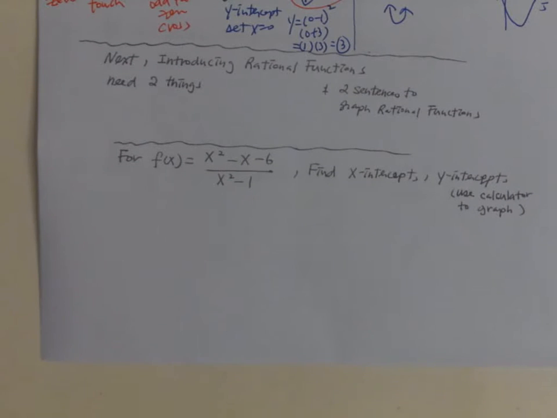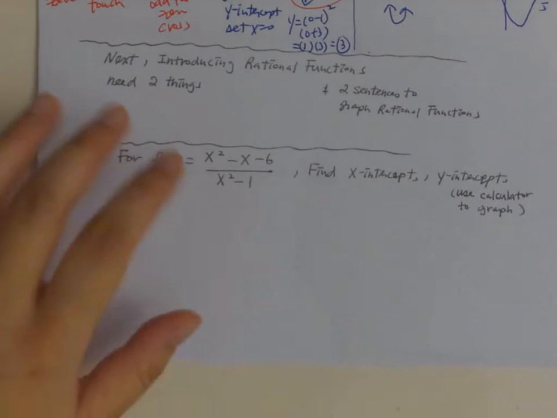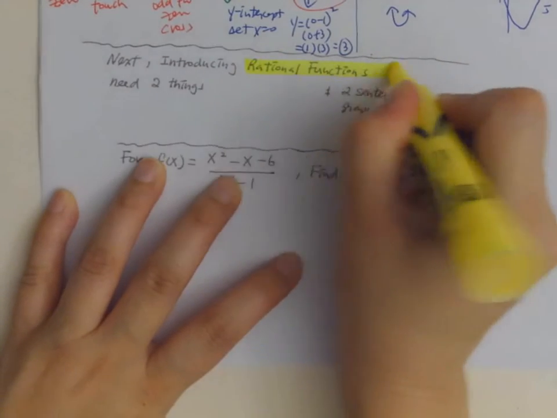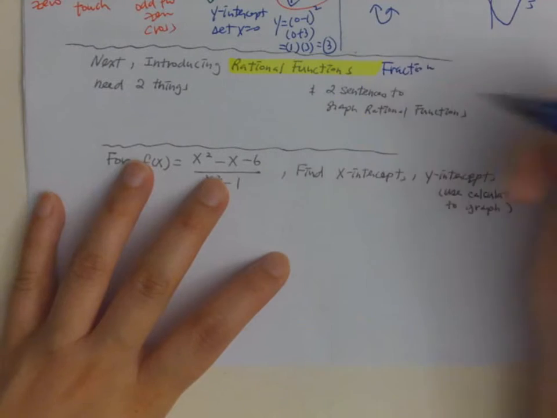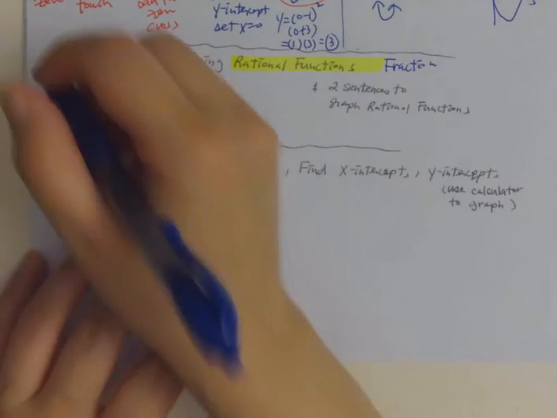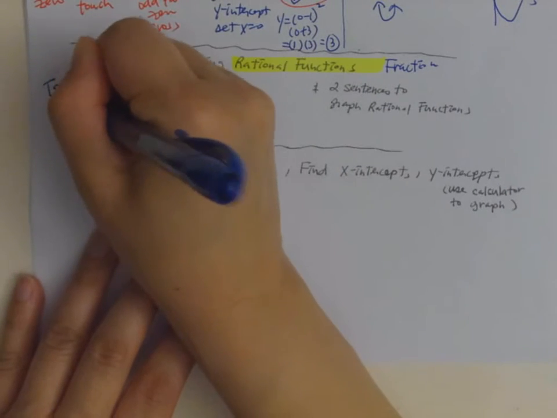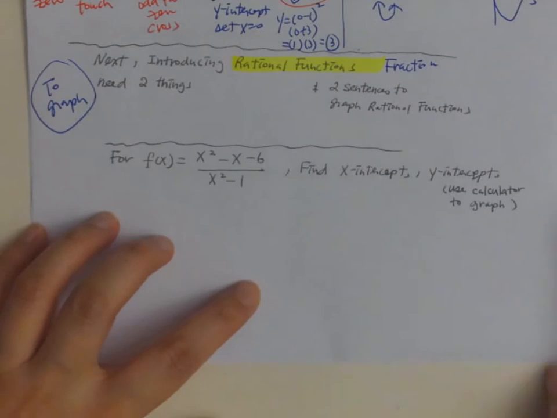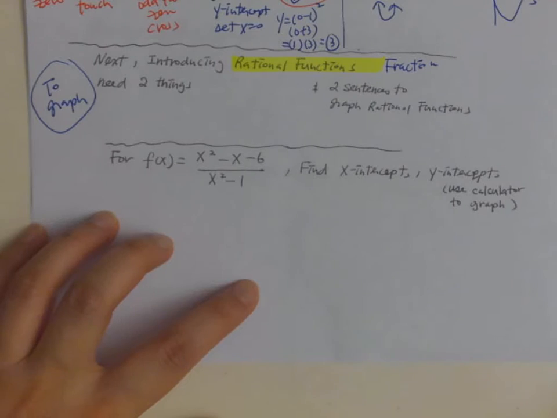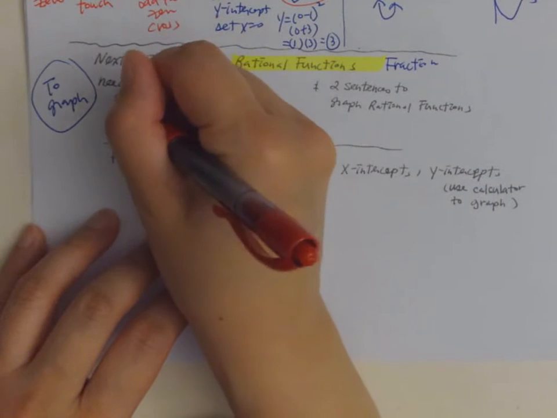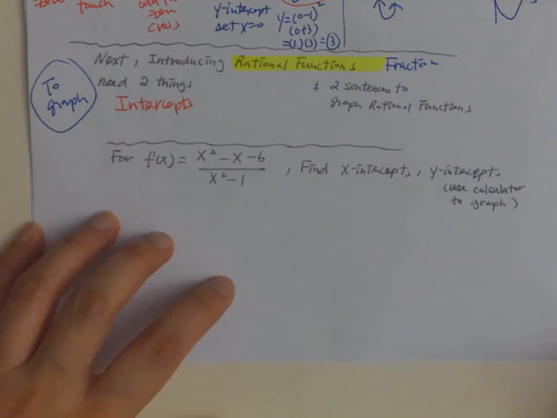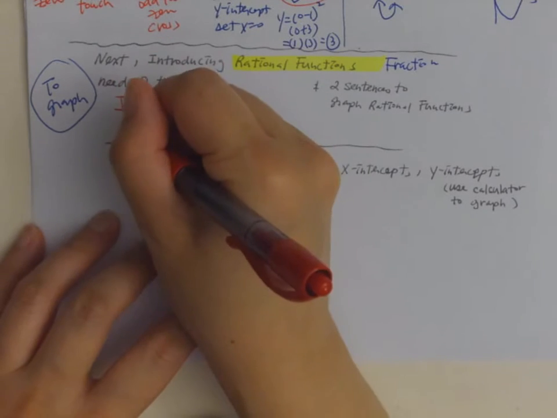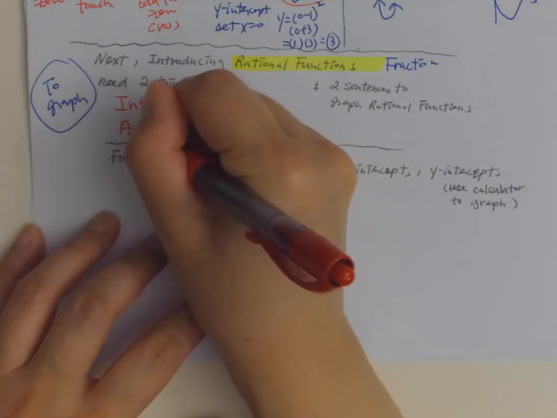Okay, this video is about rational functions. Rational means they look like fractions, so your function looks like a fraction. To graph it by hand, we're going to need two things, one of which is needed for many graphs, including x and y intercepts. For a rational function, because it looks like a fraction, it also adds one more thing called asymptotes.